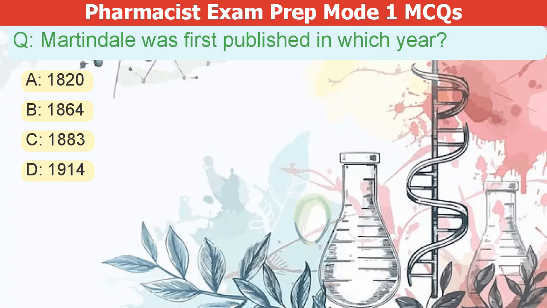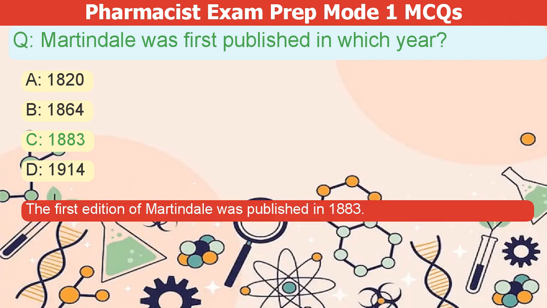Martindale was first published in which year? A. 1820. B. 1864. C. 1883. D. 1914. The correct answer is C. The first edition of Martindale was published in 1883.